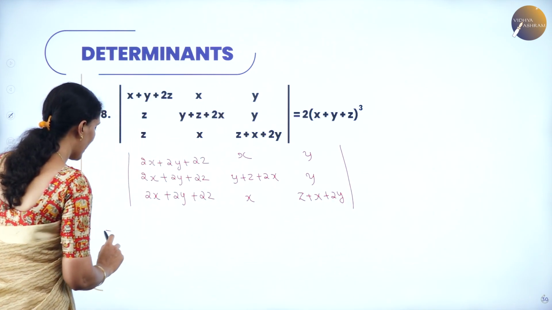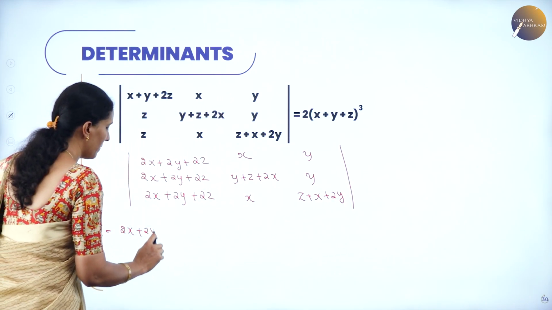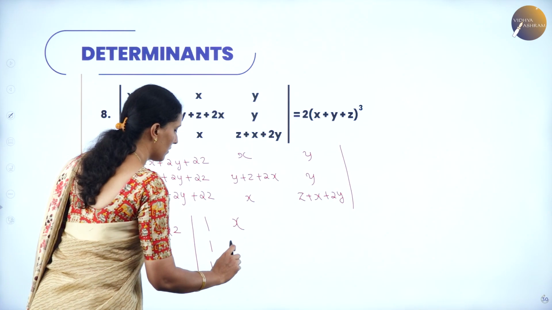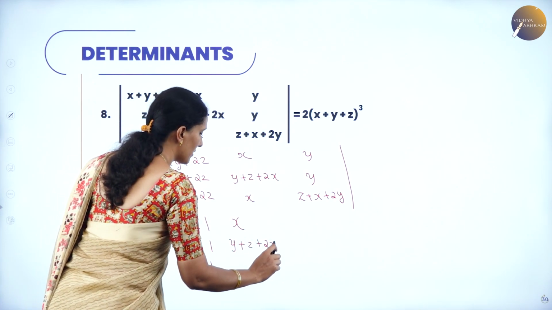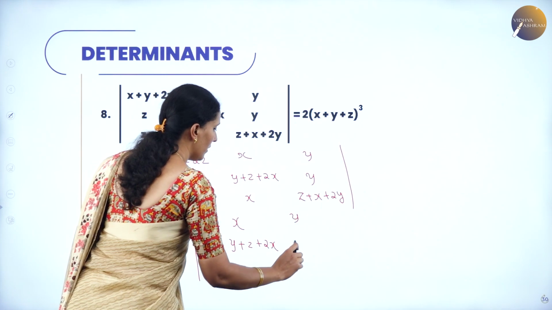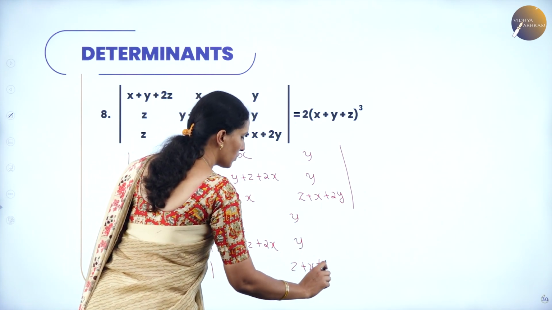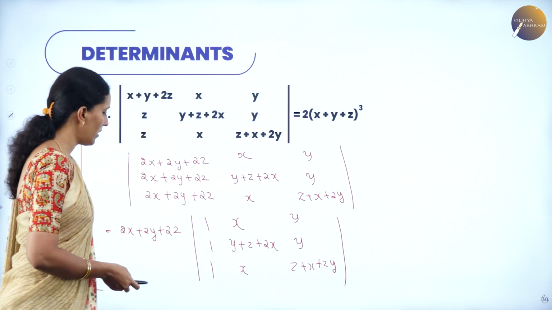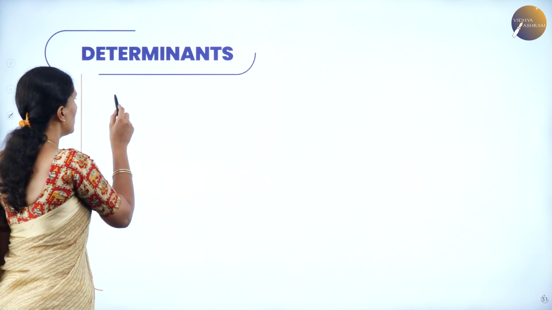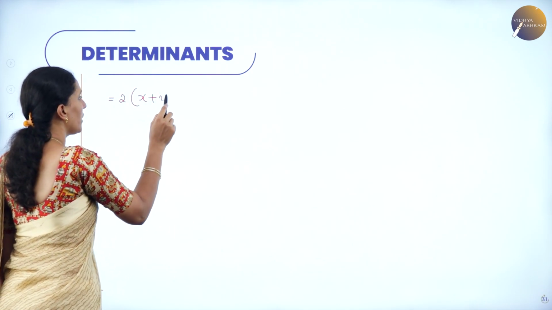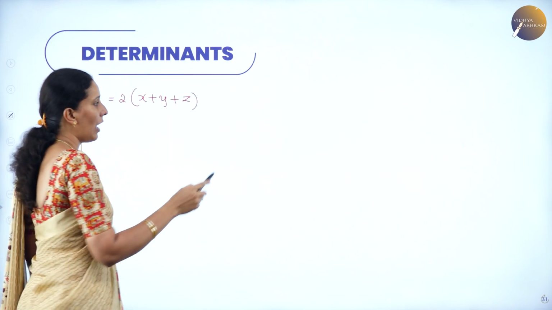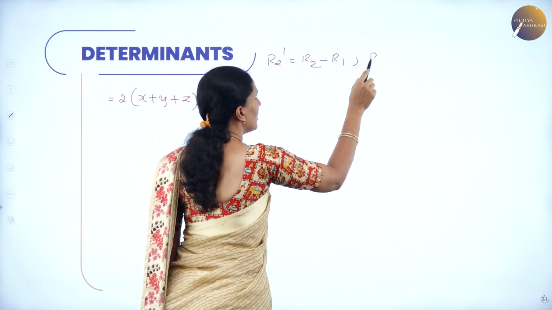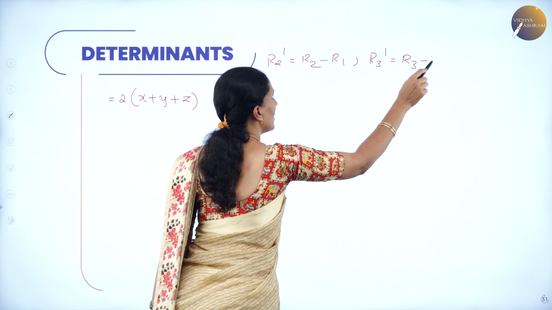Next take this as a common factor, 2x plus 2y plus 2z. And here we get 1, 1, 1. Here it is x, y plus z plus 2x. And here it is x, y, z plus x plus 2y. Clearly, to make this 0, R2 minus R1 and R3 minus R1. And here you can take 2 as a common factor. So when you take 2 as a common factor, it is 2 into x plus y plus z. And applying the row operation, R2 dash as R2 minus R1 and R3 dash as R3 minus R1.